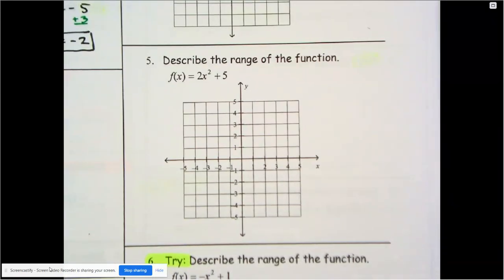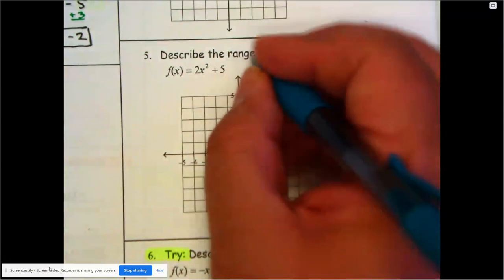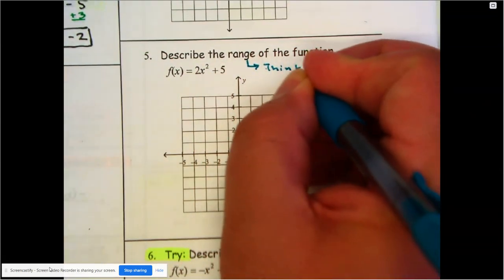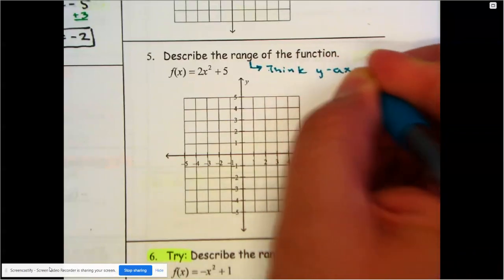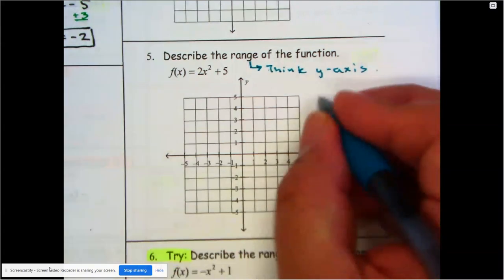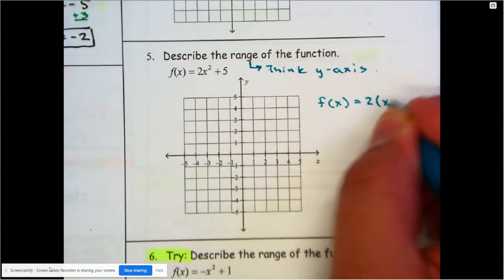So here we go. Number 5. This one says describe the range. Now remember, when we're talking about range, we're thinking y-axis. We're going to think about the y-axis. But in order for me to do this problem, I can look at my problem here. It says f of x is equal to 2x squared plus 5.